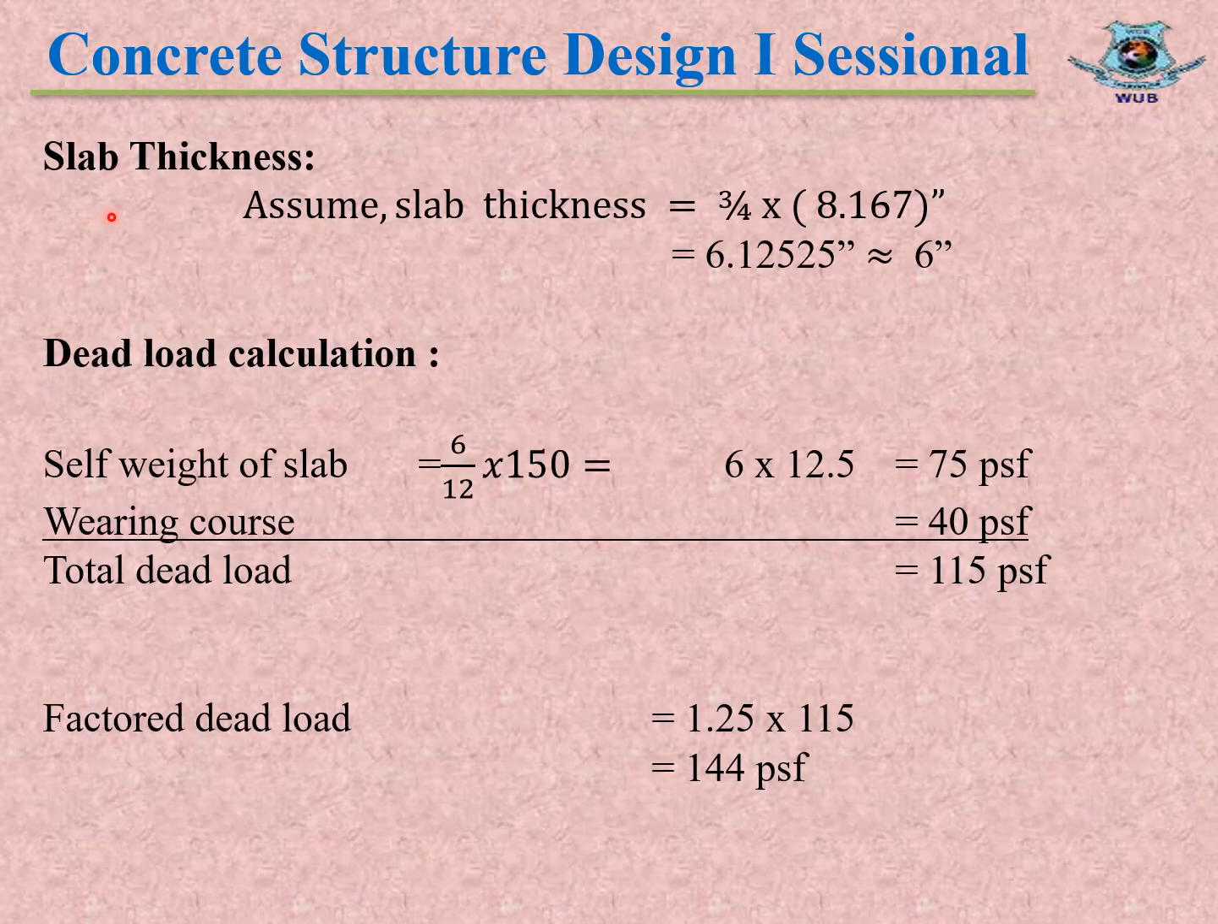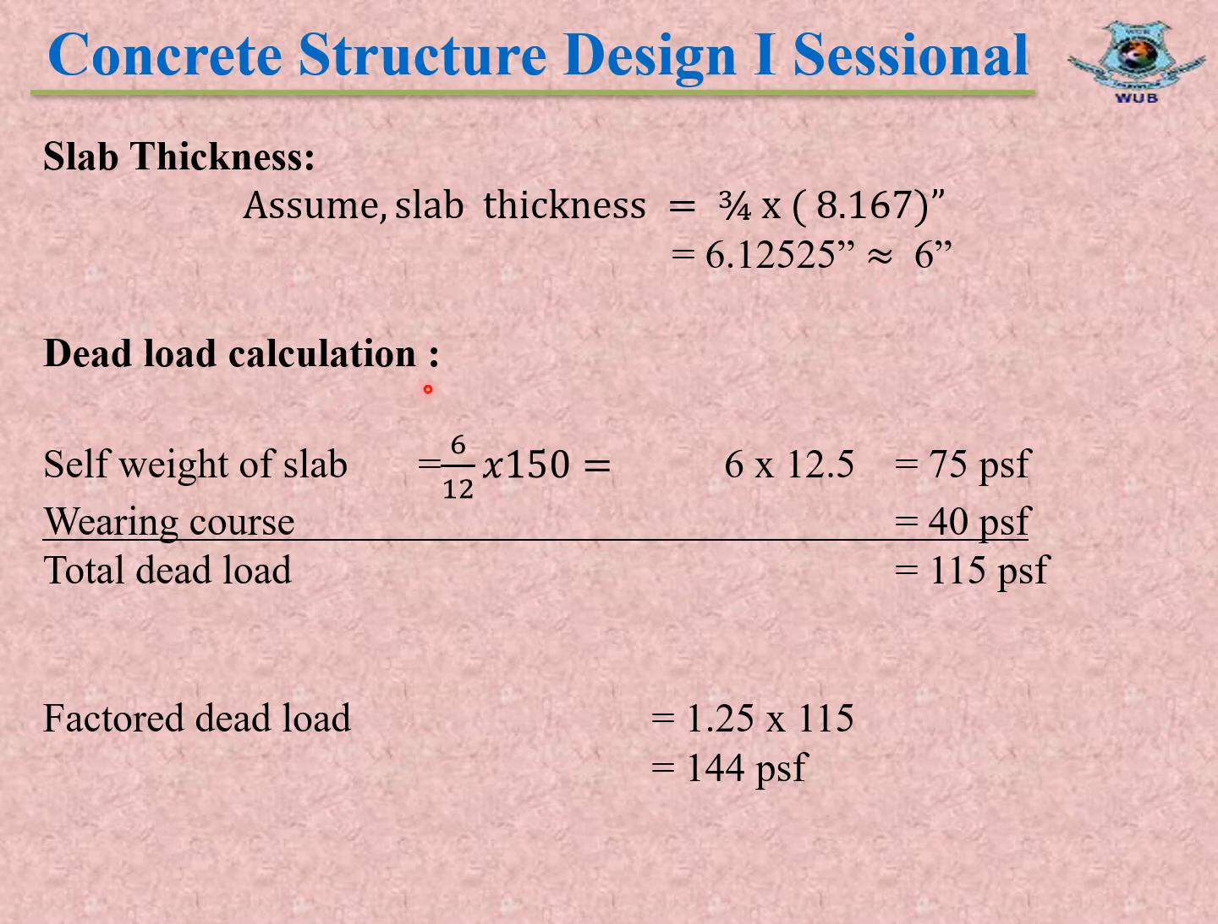Now we need to calculate slab thickness. Assume slab thickness equal to 3/4 into clear spacing between girder. Here clear span of girder is 8 feet 2 inch. So finally slab thickness becomes 6 inch.